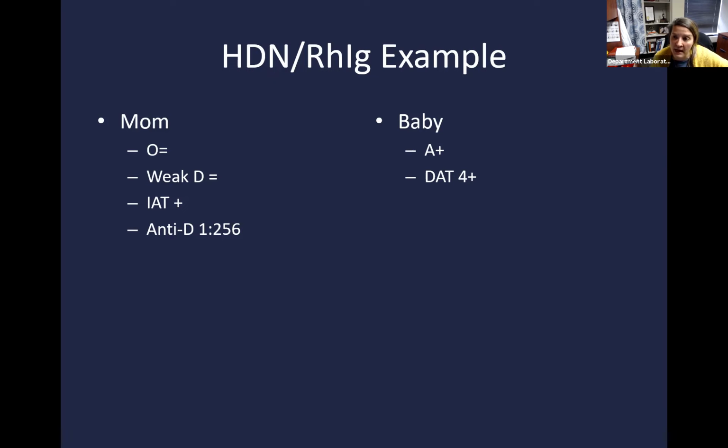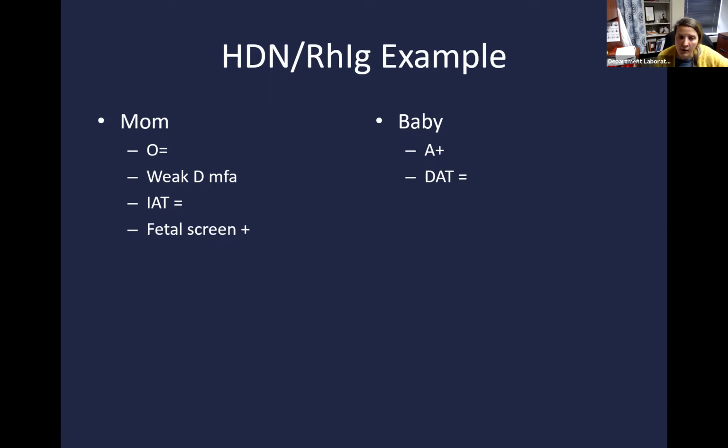All right, so this baby has hemolytic disease of the newborn due to anti-D because mom already has built the active anti-D. She does not need RhoGAM. Okay, there's no need to give her RhoGAM. She's already built the antibody.